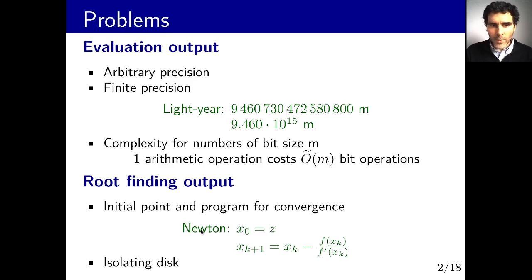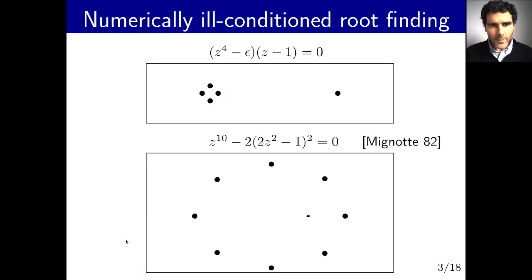Another way to represent the roots of a polynomial is to use isolating disks. So isolating disks are a set of disks that are pairwise disjoint and such that each disk contains exactly one and only one solution of the input polynomial.